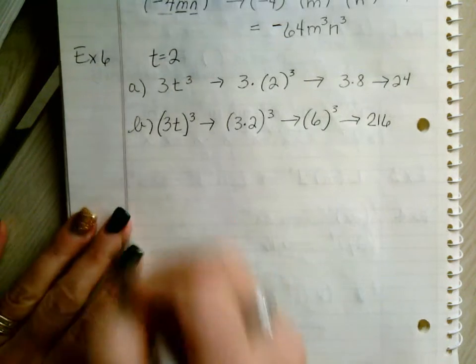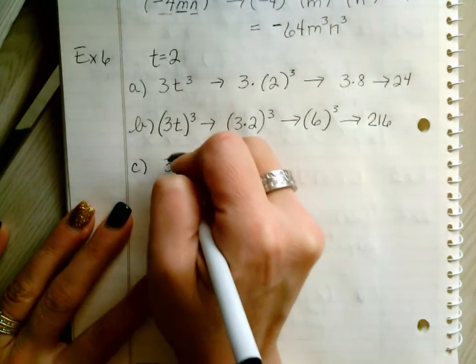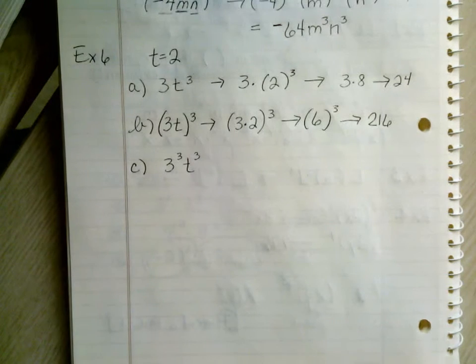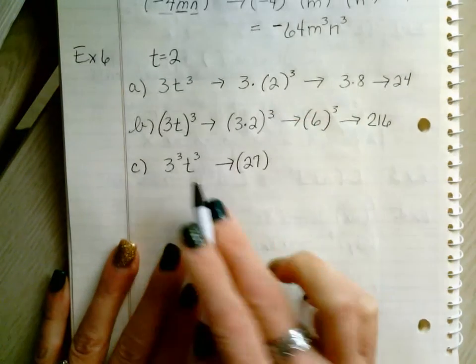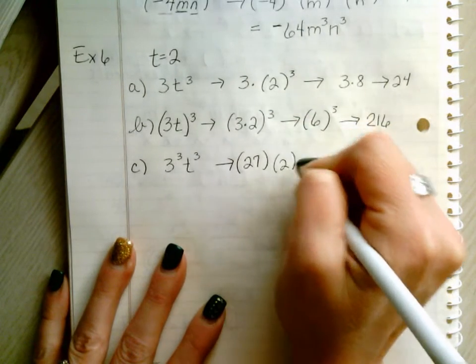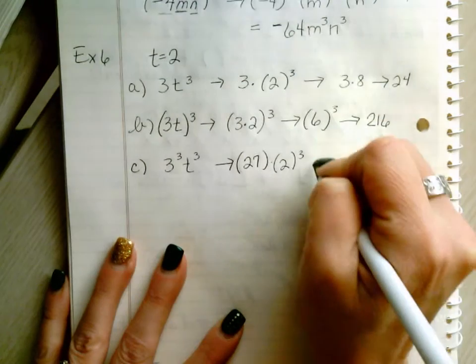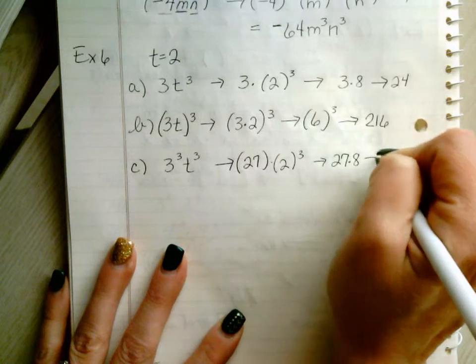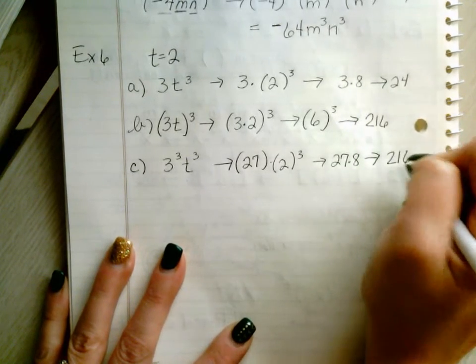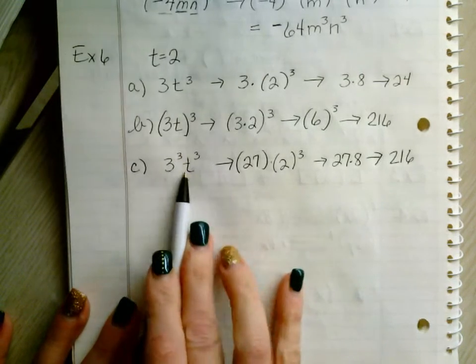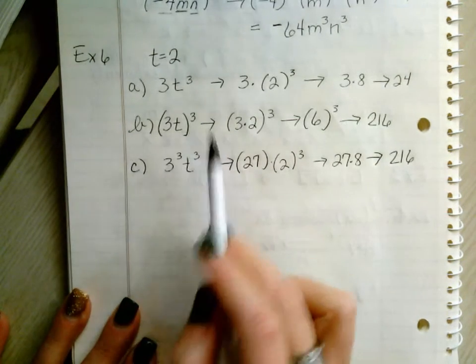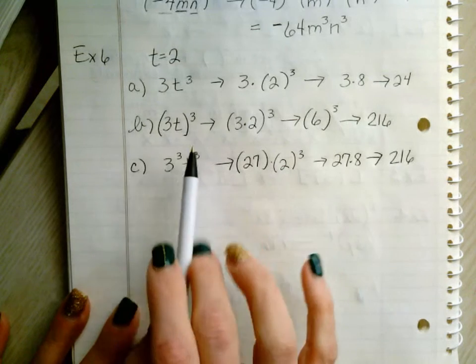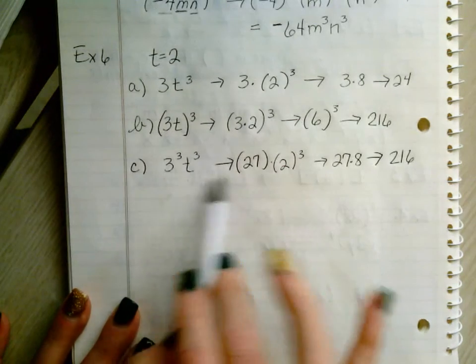And finally C, they changed it up a 3rd time. What if they say 3 cubed t cubed? Well, each of these is being cubed separately. So the result of 3 cubed is 27, right? And t cubed was what? 2 cubed, 2 times 2 is 4 times 2 is 8. So it's 27 times 8, which also is 216. Now look at this, and this is the same as this. 3 cubed t cubed, but it's written differently, okay? So I would still follow the steps as they're laid out.